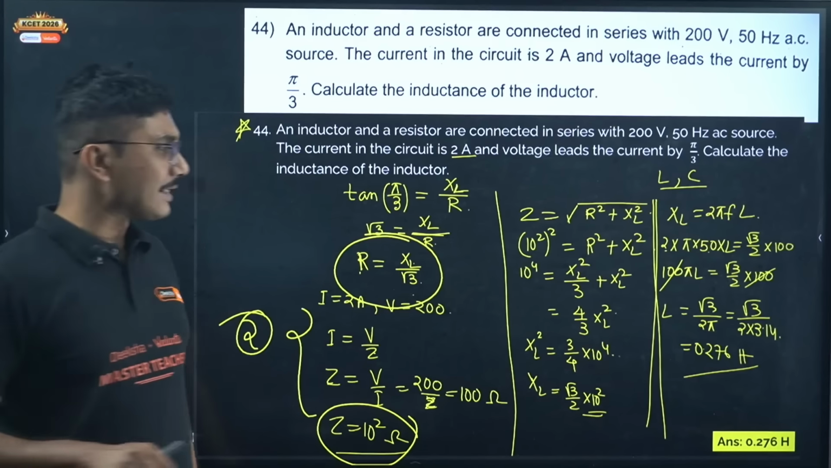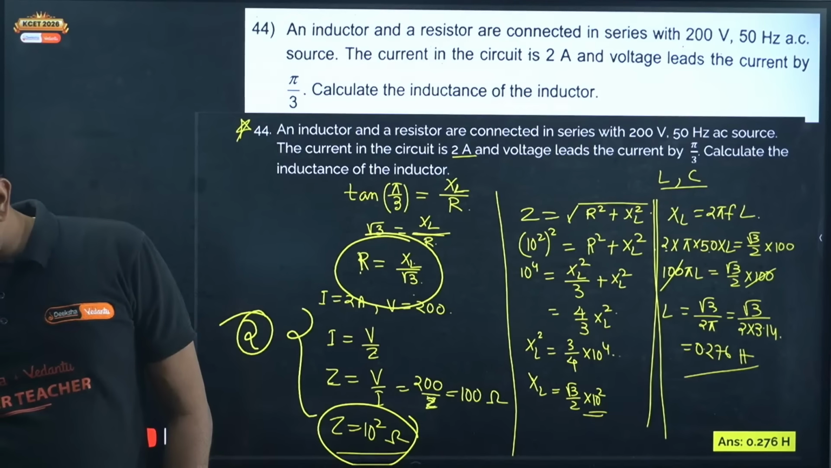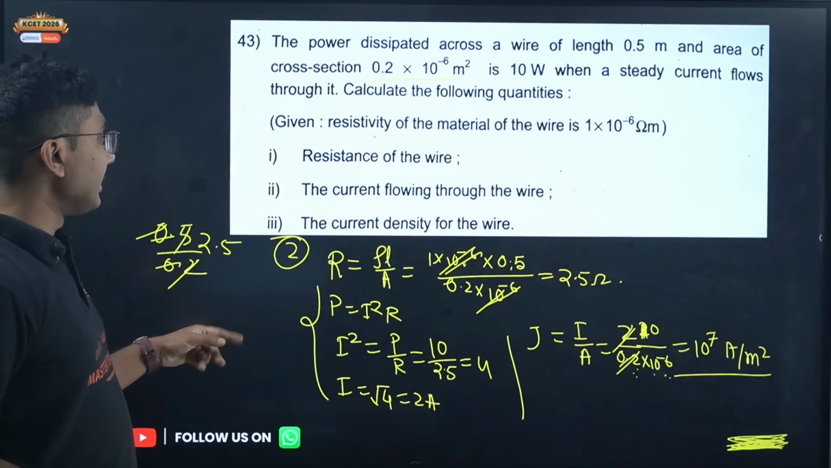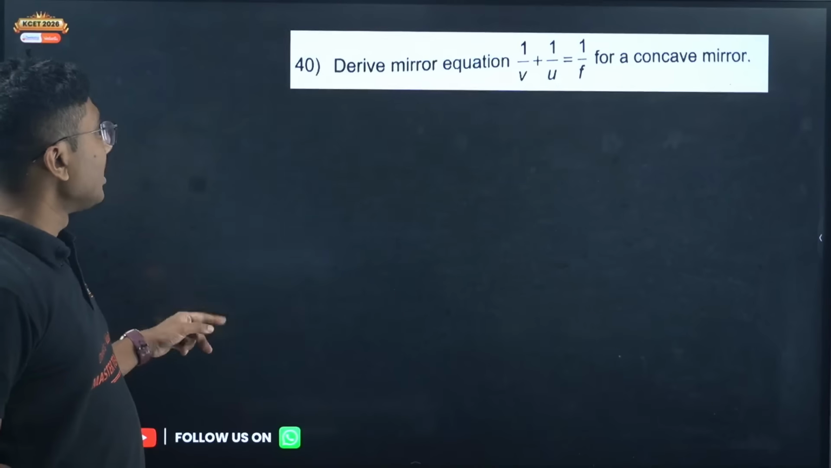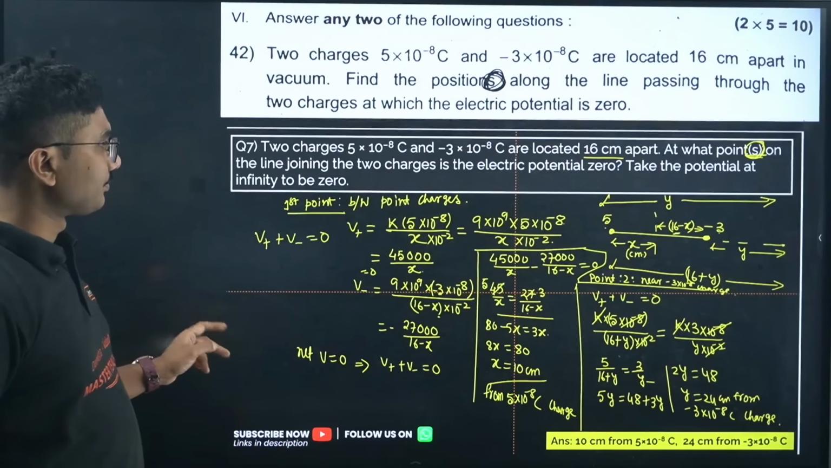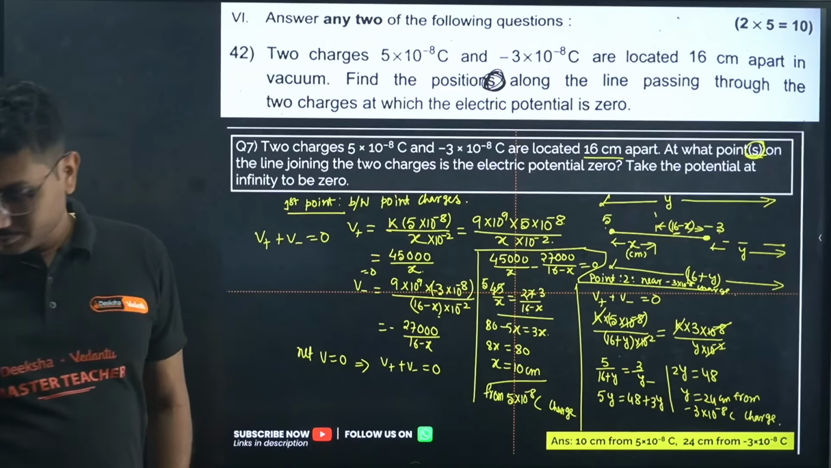The SI unit is Henry. Sir, if we answered only one case in question 42, how much marks will we get? 3 marks. I already told you that you will get 3 marks. If you have answered only 1 in the 42, you will get 3 marks, maximum 3 marks.